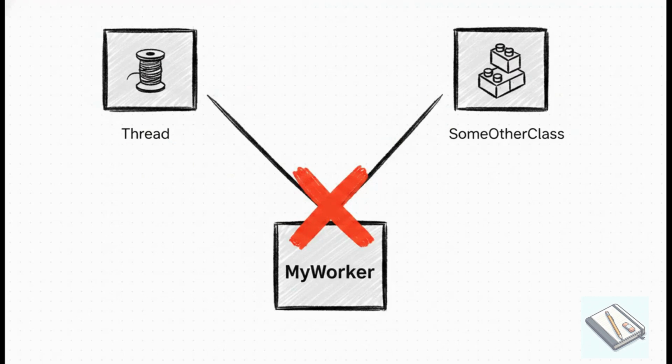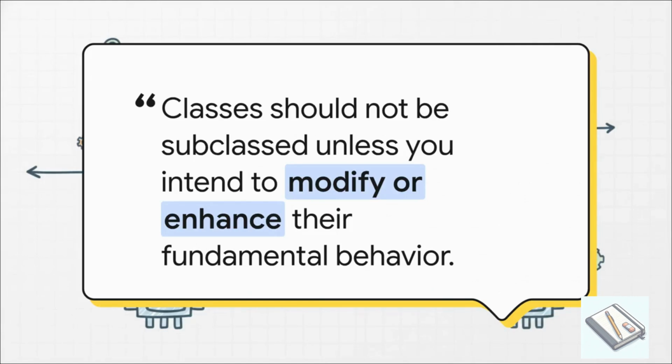Okay, here's the heart of the problem. Imagine your MyWorker class needs to inherit some important logic from, say, some other class. Well, you've got a big issue because Java doesn't do multiple inheritance. You're forced to choose. Do you extend Thread or do you extend some other class? You can't do both. And just like that, you're locked into a really inflexible design. And this quote from the official Java docs just nails it.